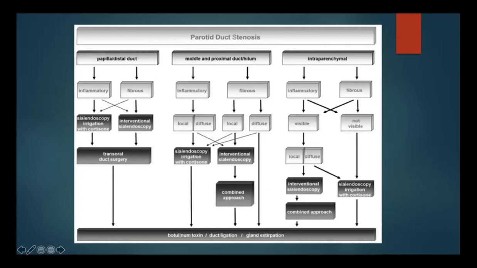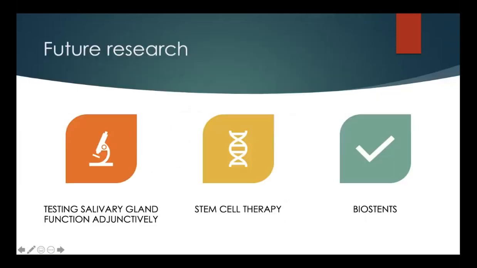Combined approach with your vein interposition has been mentioned, but it appears to be overkill and should be reserved only for complete stenosis. And for intraparenchymal, of course, you have your cortisone injections, you have your interventional endoscopy, but these are typically the ones who don't do so well and may require a gland removal or a Botox or a duct ligation. Now, future research is needed in this topic because stenosis is a relatively newer condition. It's just been recognized about 15, 16 years back.